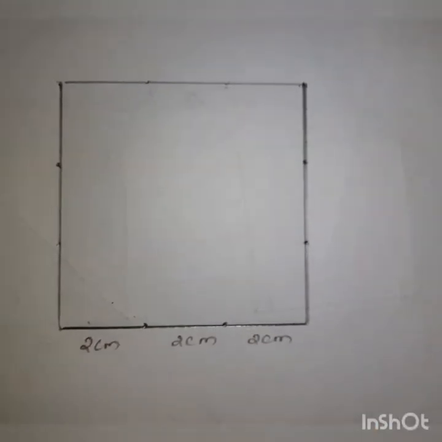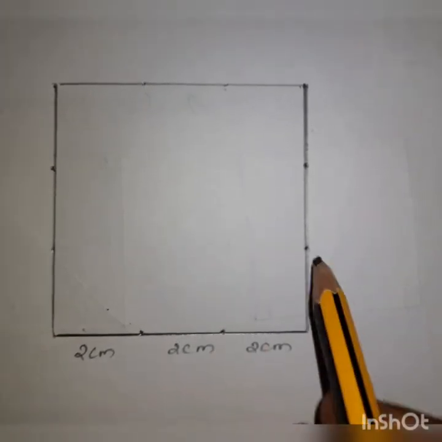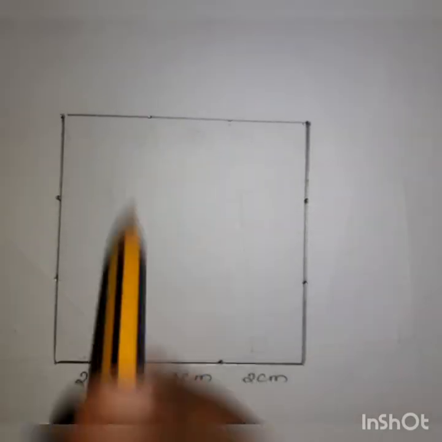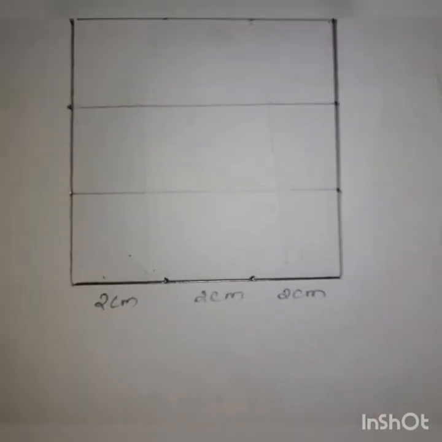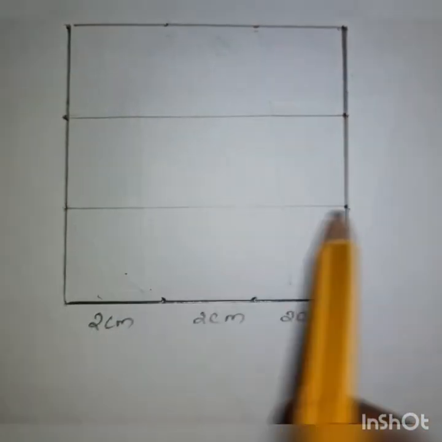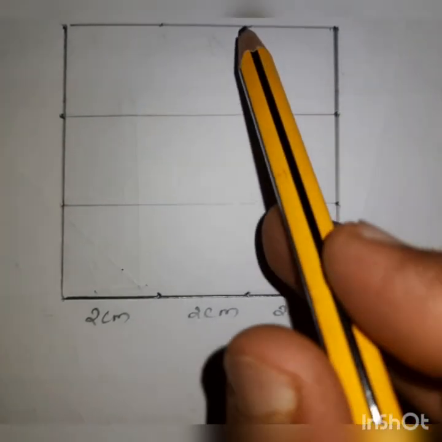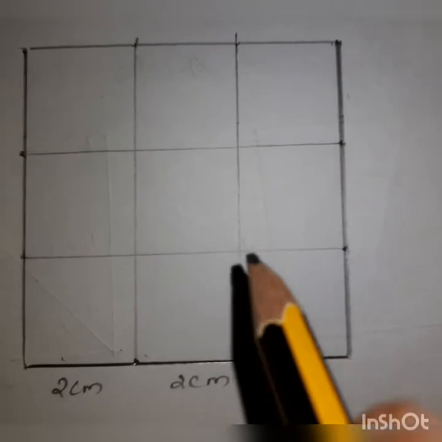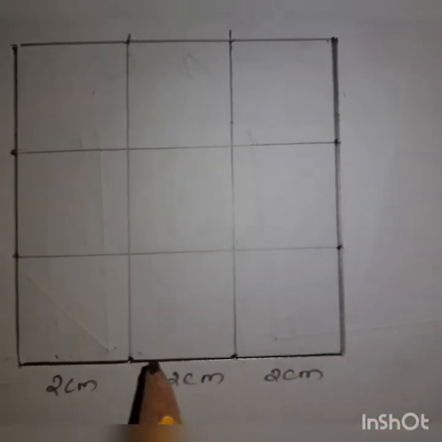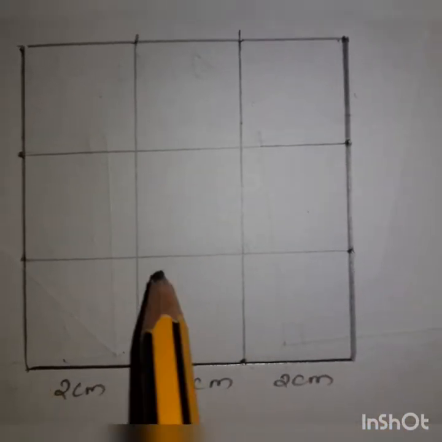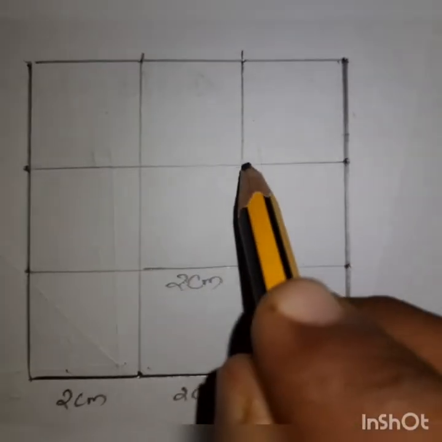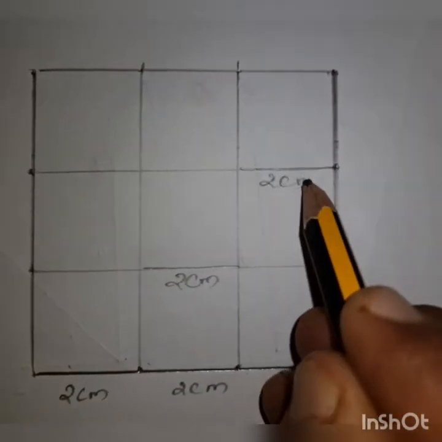Okay, then when we already marked each 2 centimeters, then I have to join these lines. Okay, join the opposite corners, then from here to here. So you can see the small squares inside, and we need a pattern of 2 centimeter here, 2 centimeter here, and a 2 centimeter square here.